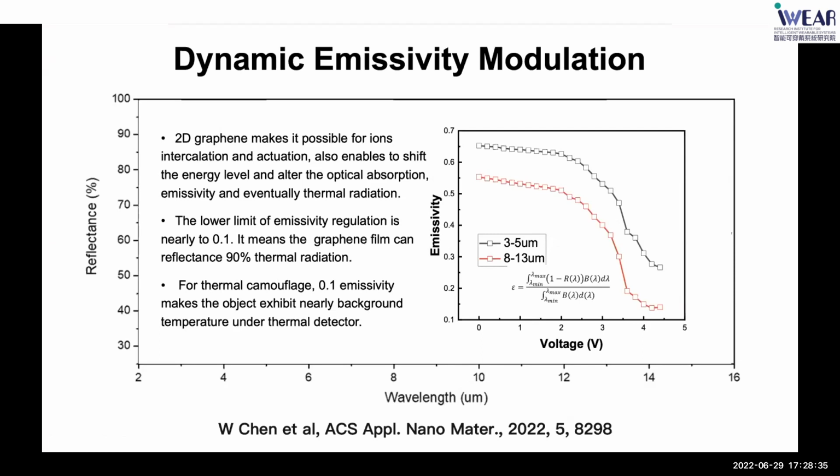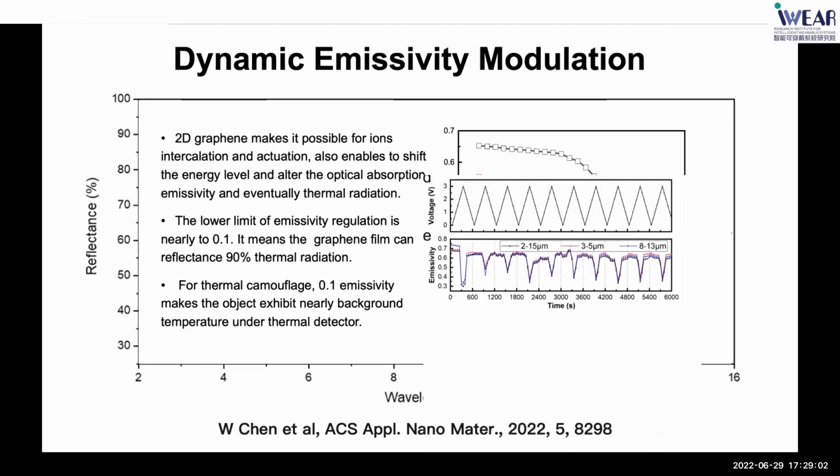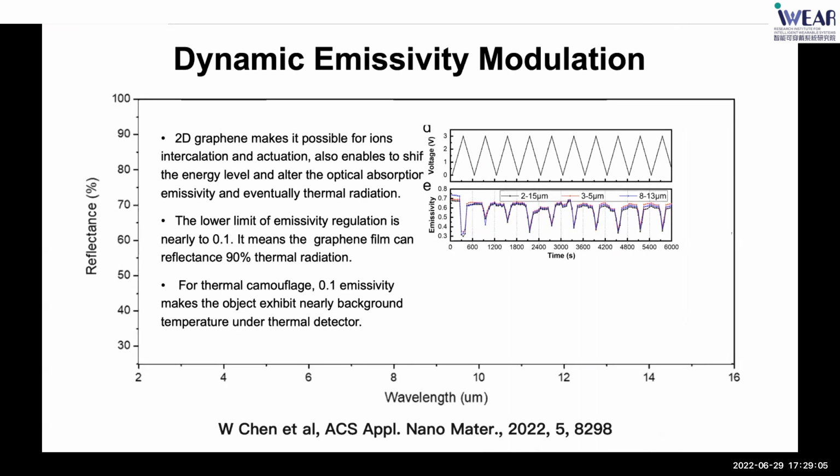Here, an emissivity value around 0.1 means the graphene film can reflect 19% of the thermal radiation. If you use the devices for thermal camouflage, as just shown in the last slides, the object can exhibit nearly background temperature under the thermal detector. And here it shows the change is reversible due to the applied voltage. The emissivity can be reversibly changed.